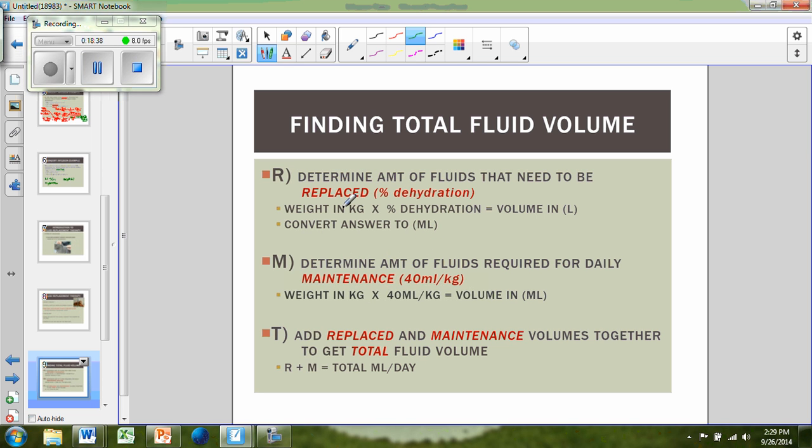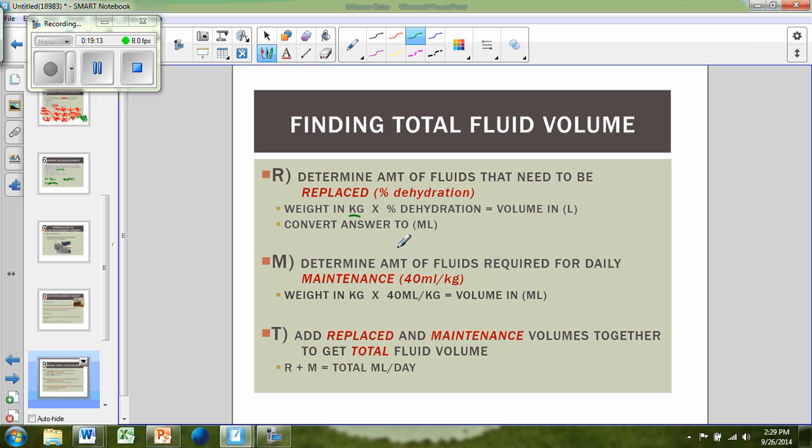So to find the amount of fluids that need to be replaced, we take the weight in kilograms, make sure you know it's kilograms, times the percent dehydration. Percent dehydration, you do need to convert to a decimal number first before you multiply by the weight in kilograms. So weight in kilograms times percent dehydration, you're going to get a volume in liters because this animal is losing so many liters per kilogram.